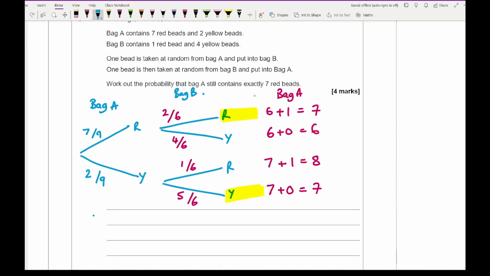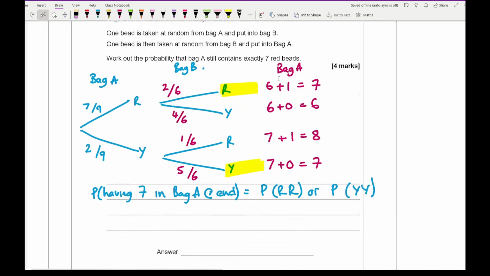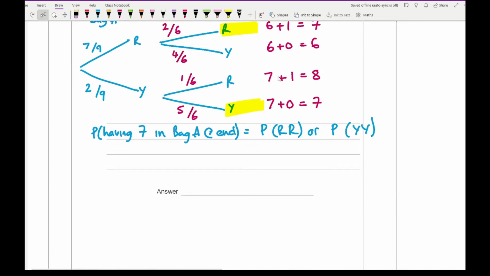So the probability of having 7 in bag A at the end is going to be if I pick a red and a red, or a yellow and a yellow. So then working out these 2 probabilities, I'm going to have 7 over 9 times 2 over 6. All means plus, and then yellow is 2 over 9 times 5 over 6.